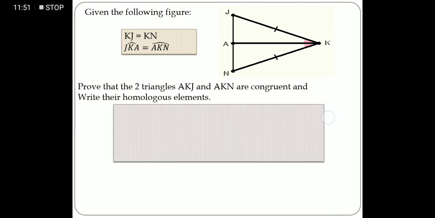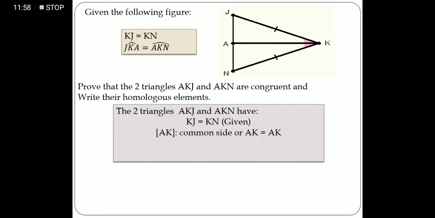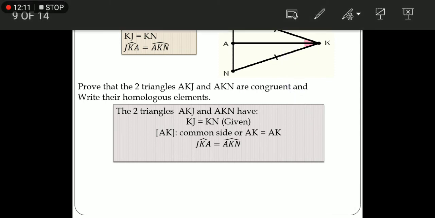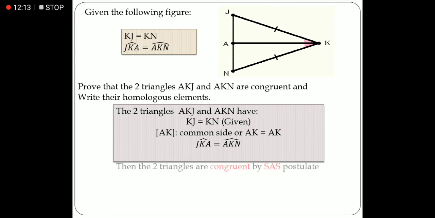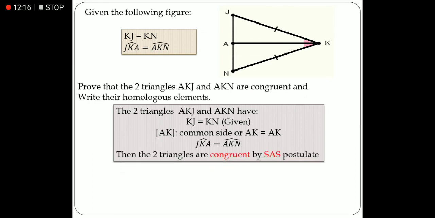What are their homologous elements? When I say that they are congruent, I have to decide which postulate I used. Okay, so here for example, I say AK equals AK, or AK is a common side, angle JKA equals AKN, and we have KJ equals KN. So here the postulate is side, angle, side.